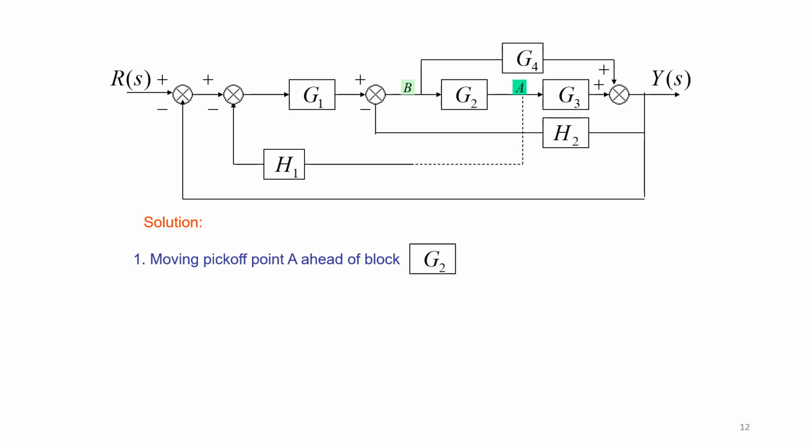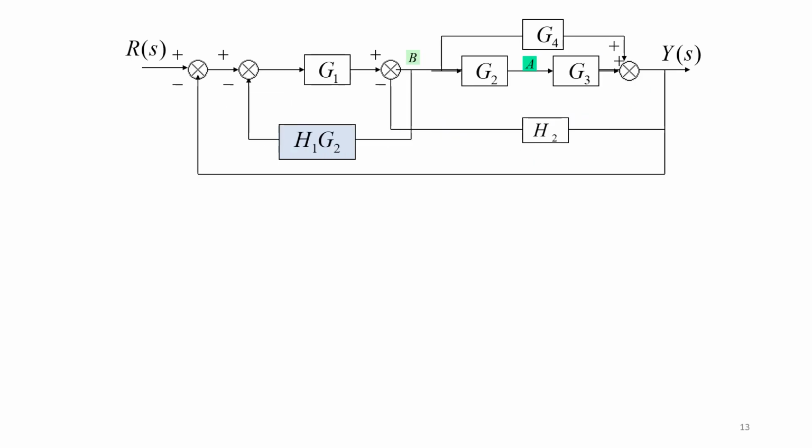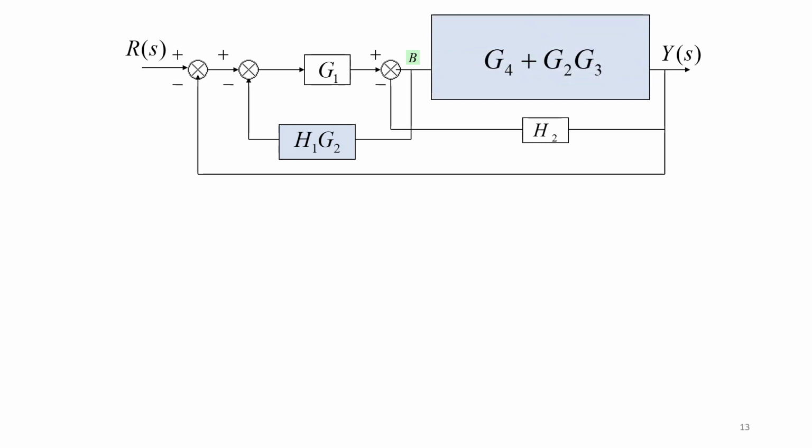Moving a pickoff point A ahead of a block, or your takeoff point, I'm shifting it here. Please observe here as I'm moving it, it is getting multiplied by G2. Then eliminate the loop. This loop which is marked with the pink circle can be eliminated once it is moved. Here it is cascade and then parallel. Once this is done, I'm able to eliminate this as G2 plus G4 plus G2 G3.